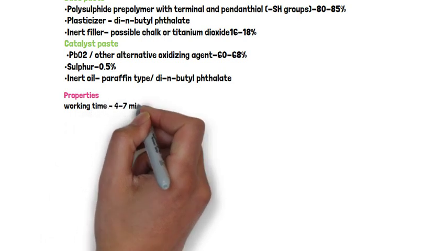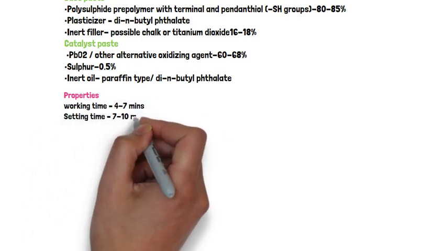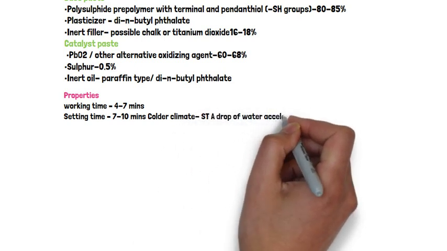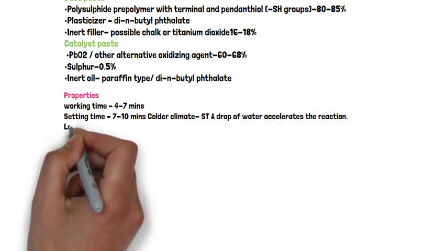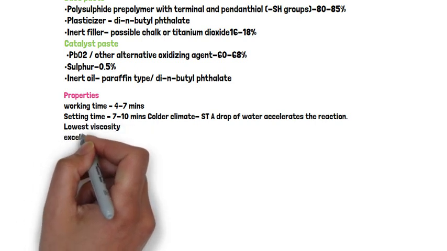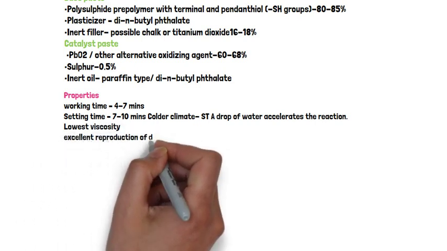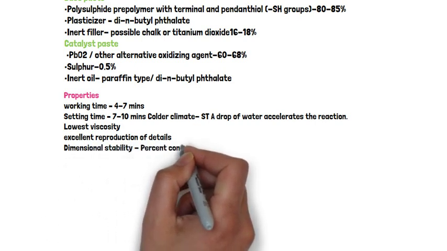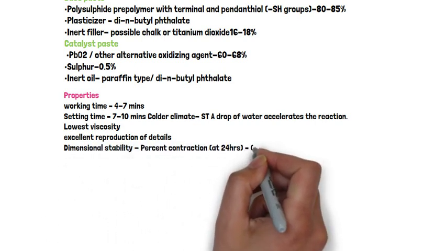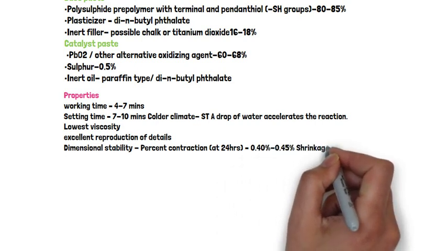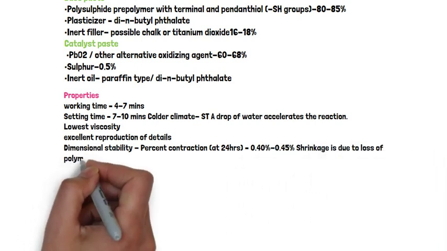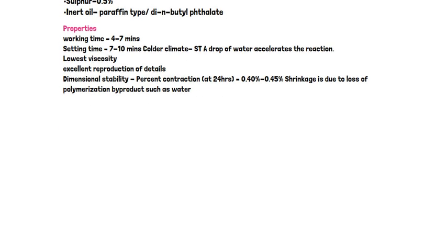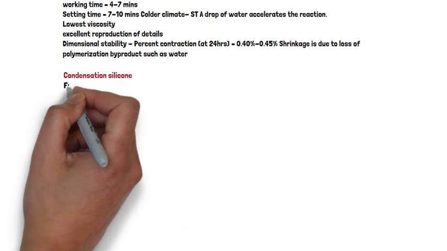Properties. Working time 4 to 7 minutes. Setting time 7 to 10 minutes. In colder climates, a drop of water accelerates the reaction. Lowest viscosity. Excellent reproduction of details. Dimensional stability: percent contraction at 24 hours, 0.40 to 0.45%. Shrinkage is due to loss of polymerization byproducts such as water.